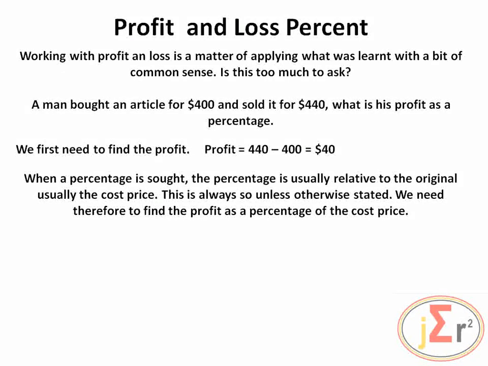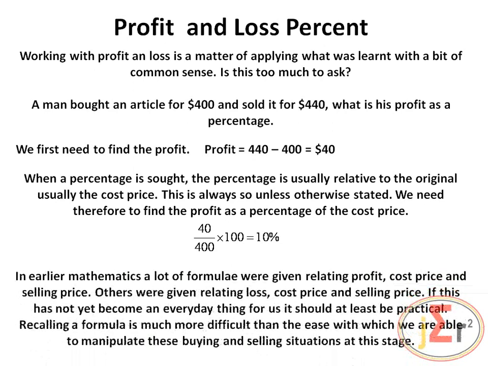When a percentage is sought, the percentage is usually relative to the original, usually the cost price. This is always so unless otherwise stated. We need therefore to find the profit as a percentage of the cost price. It cost him what? $400. So 40 over 400 multiplied by 100, and that gives 10%.